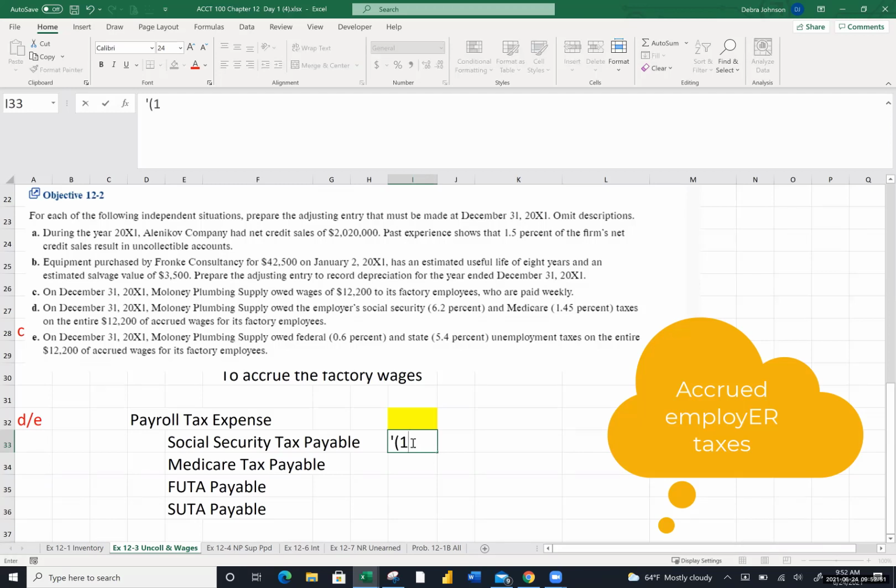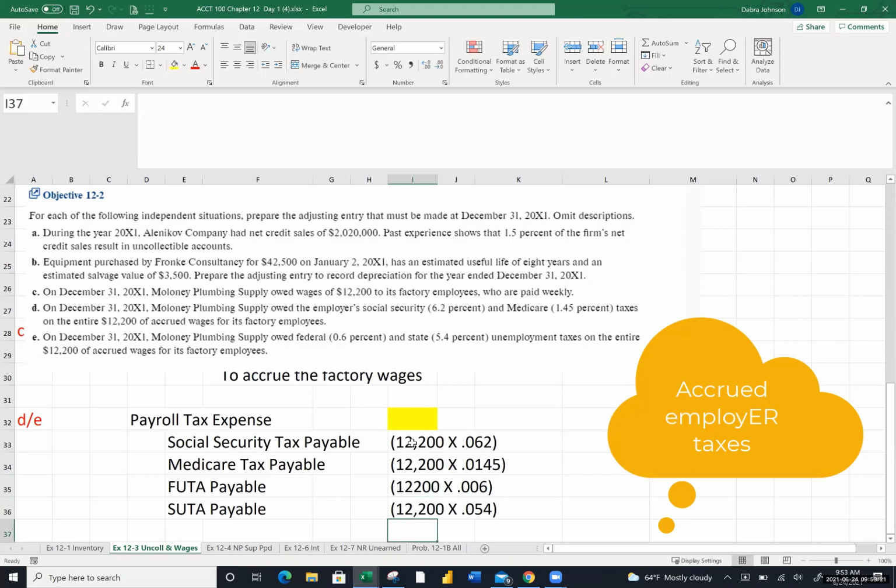So let me put the calculations down. 12,200 times the rate they gave us. Medicare will be 12,200 times the rate they gave us. FUTA will be, as long as all of it was subject to tax, yes, 12,200 times the FUTA rate that they gave us, and then 12,200 times the state rate that they gave us. So once I calculate those, we'll be ready to add them up and throw them in.